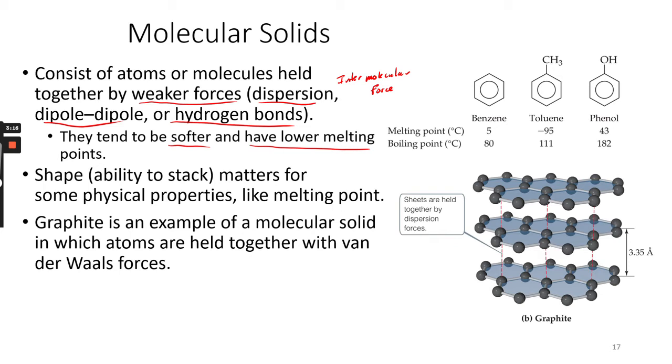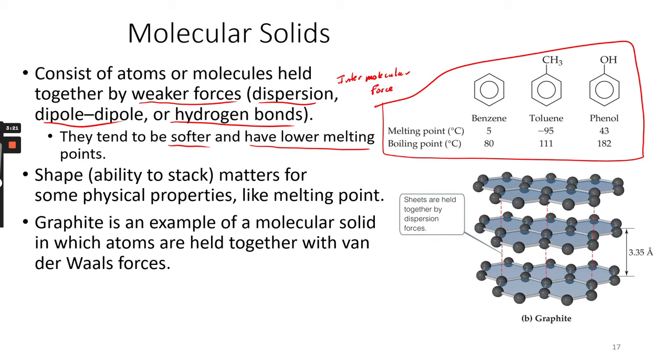Okay, so let's look at this chart right here. Here we have benzene that just has London dispersion forces. And here we have phenol, which has hydrogen bonding. And what do you notice about the boiling point? Benzene, which has the lowest molar mass, has the lowest boiling point. And then as our mass increases, our London dispersion forces get stronger, so it has a higher boiling point. And then finally, our hydrogen bonding has the highest boiling point.